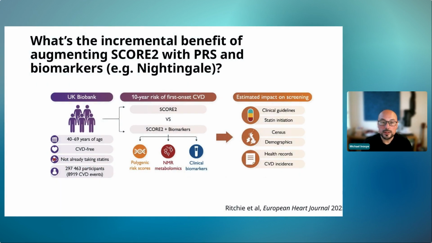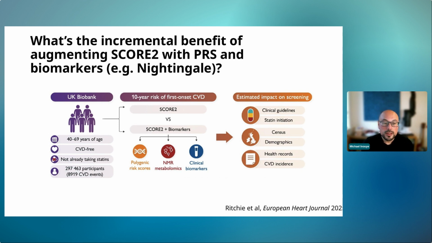So we asked the question, what is the incremental benefit of augmenting SCORE2 in particular with genetics in the form of polygenic scores, which I'll assume people have some background in already, but if not, you can Google it. Essentially, this is a genetic risk predictor. And also with biomarkers such as the Nightingale Health metabolomics, and, for completeness, some selected clinical biomarkers that have been measured on the panel also available in UK Biobank.